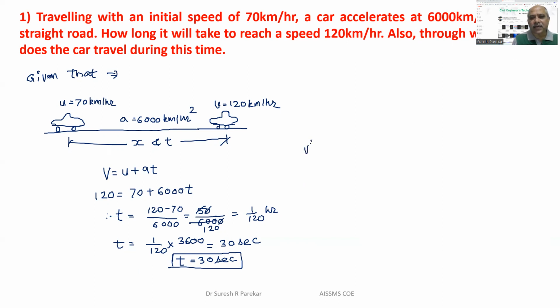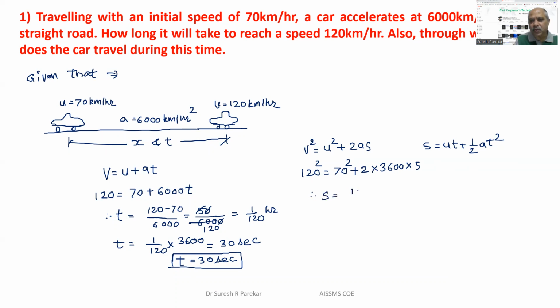Now we have another equation. You can use any equation. You can use S equal to UT plus half AT square also. That is your choice. So now we have V square: 120 square equal to 70 square plus 2 into 6,000 into S. Now from this we will get S equal to 120 square minus 70 square divided by 2 into 6,000.